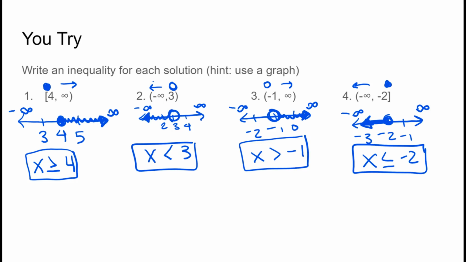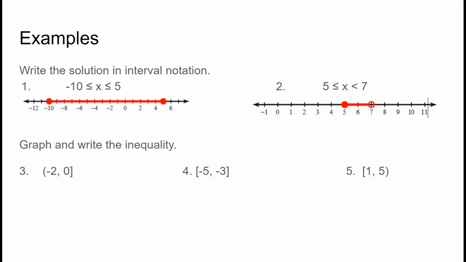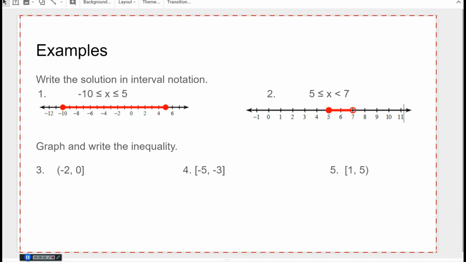And we're going to do just a few more examples. These are compound inequalities. So that means that x is between two numbers. So they ask, write the solution in interval notation. So when I take a look at this, I see that I've got a closed circle and a closed circle. I don't have any infinities here because x is between negative 10 and 5. So x is between negative 10 and 5, and that is the interval notation.